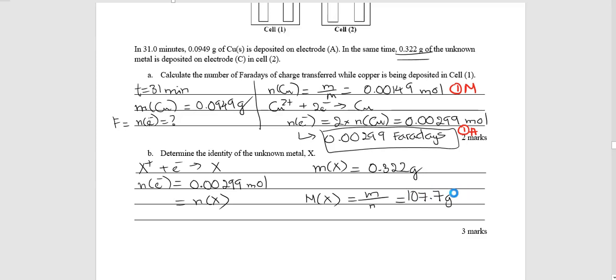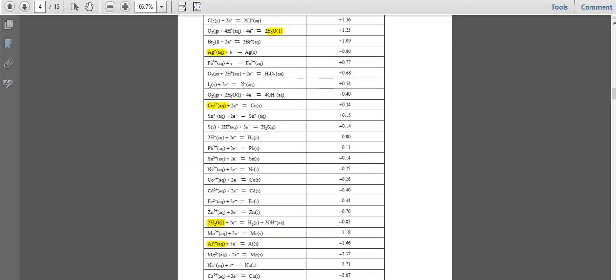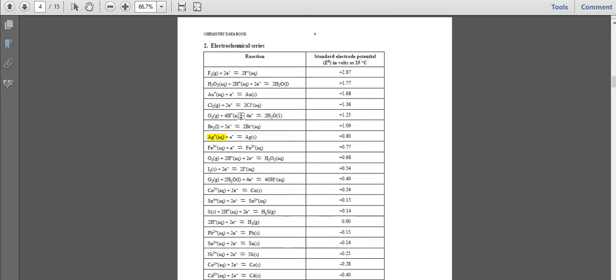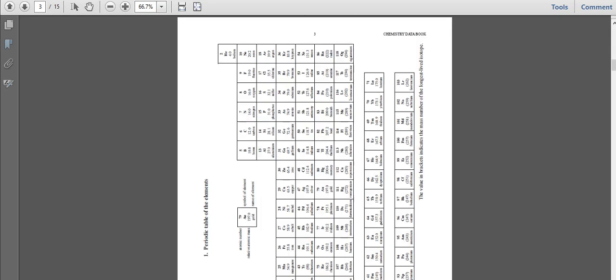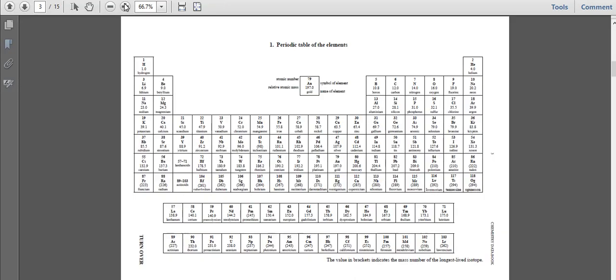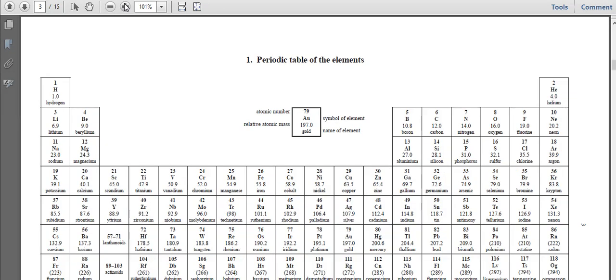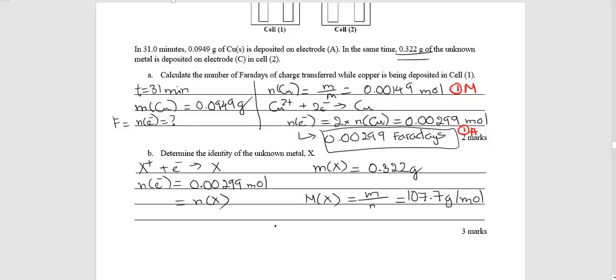I got 107.7 grams per mole, which I think is most likely to be, I have an idea what this is supposed to be. I think it's going to be silver. Silver is 107.9. Yes, I think that's close enough. So X is silver. And it makes sense, silver is a 1 positive ion in its ionic form anyway. I think that's the end of question 2.